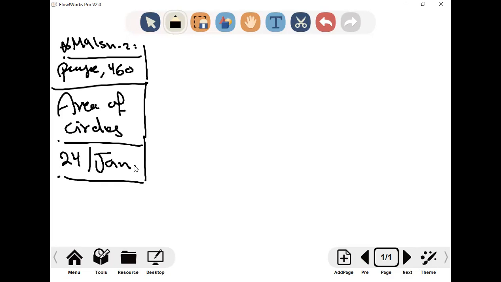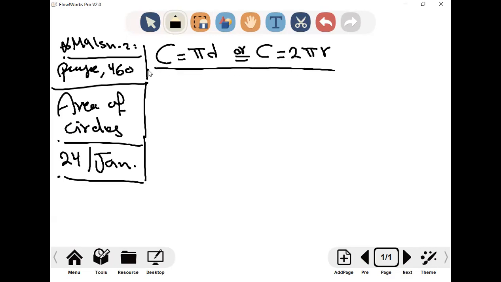Now, let's remember a few things together. The first lesson was about circumference. We said the circumference has two formulas, one related to the diameter and the other related to the radius. So the circumference can be pi multiplied by d, or 2 multiplied by pi multiplied by the radius, right? And then we took the area of circles and said A equals pi multiplied by the radius to the power of 2. So we have only one formula for the radius, right?